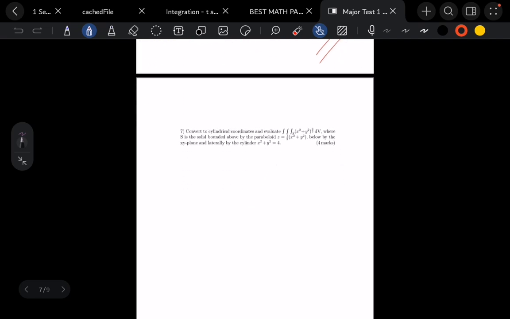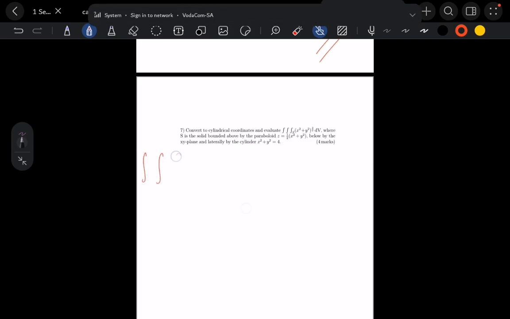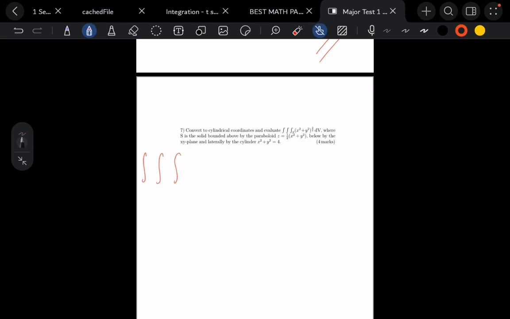Question 7. Convert to cylindrical coordinates and evaluate the triple integral. So the triple integral of (x squared plus y squared) to the power 3 over 2 dV. So x squared plus y squared is the same thing as r squared, to the power of 3 over 2, times r dz dr d theta, like that. Right? So we have that. Now we are told that S is a solid bounded above by the paraboloid z equals 1 over 2 (x squared plus y squared), below by the xy plane, and laterally by the cylinder.